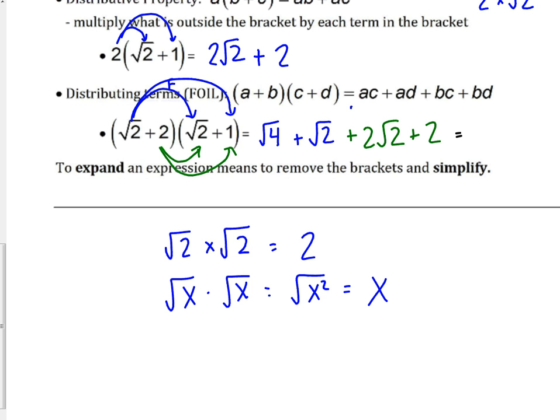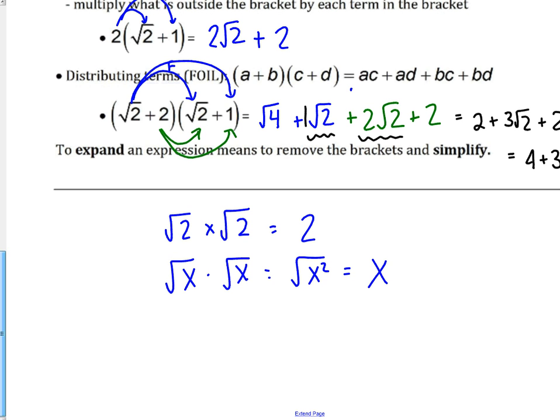So root 4 is actually just 2 plus, how many root 2's do we have? Collecting like terms. You have a root 2 plus 2 root 2. How many root 2's do we have? 3, right? This is a 1 root 2. 1 plus 2. 3 root 2's. Plus 2. Or our final answer would be 4 plus 3 root 2.